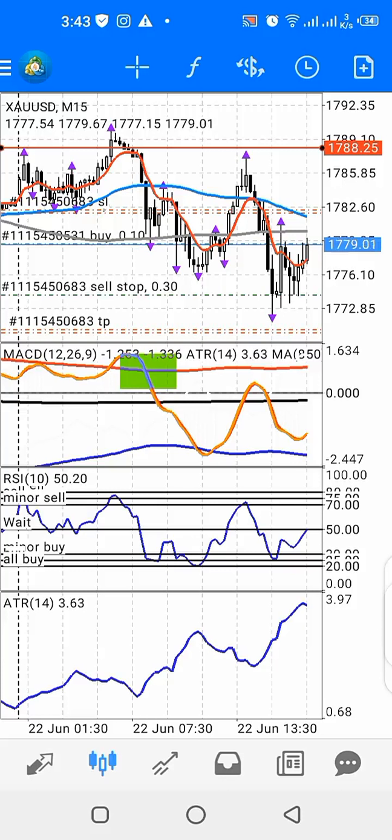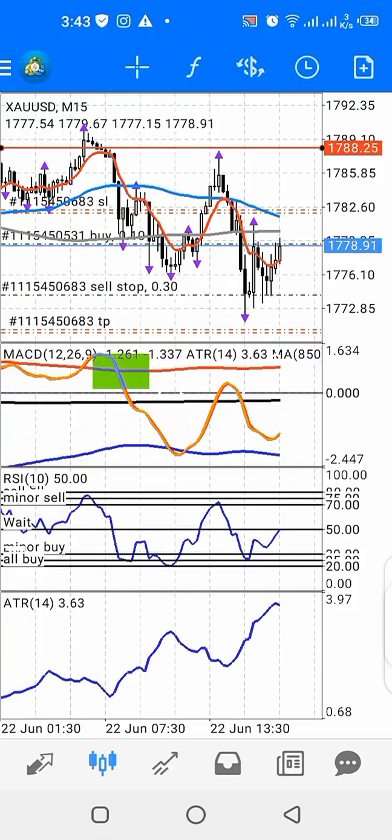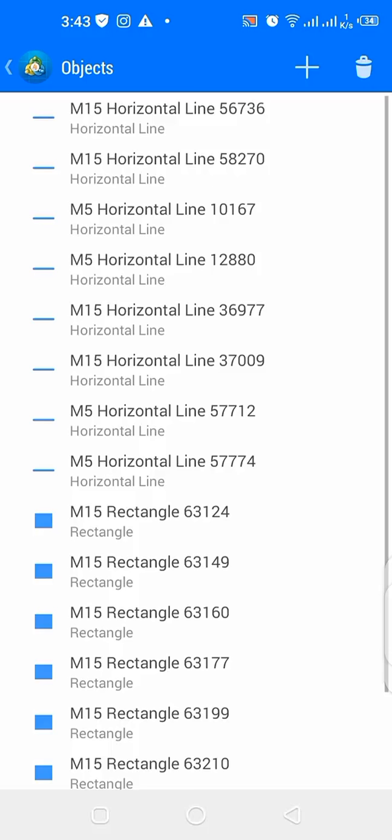Trading gold is very interesting but volatile. Very interesting but volatile.